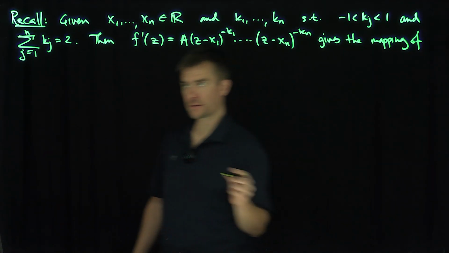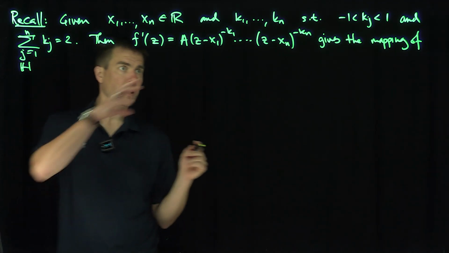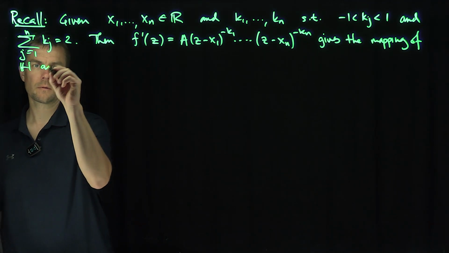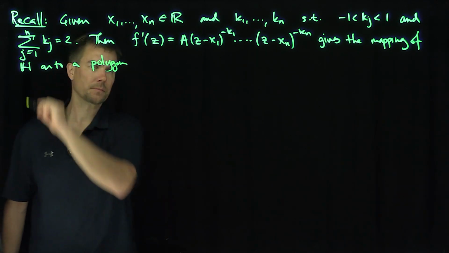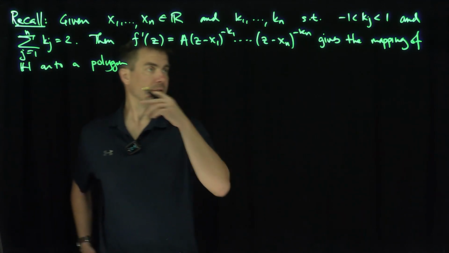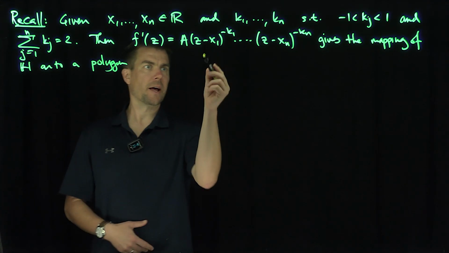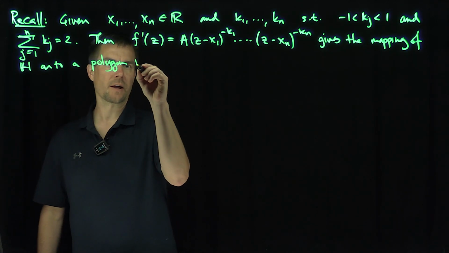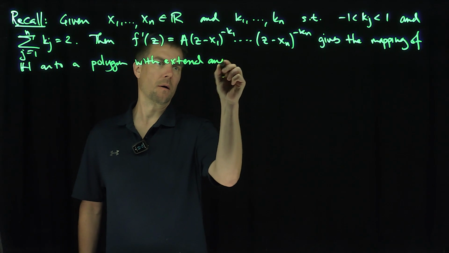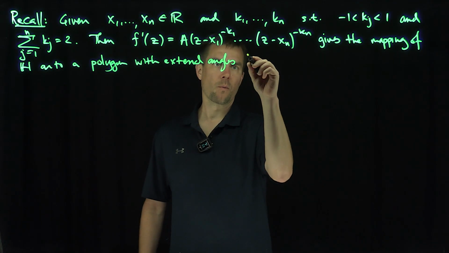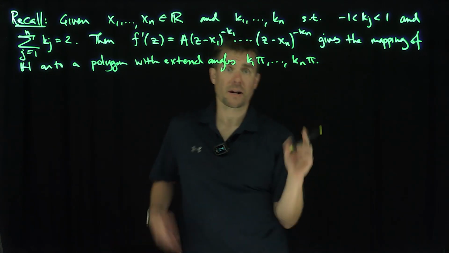of the upper half space onto a polygon with vertices w1 through wn corresponding to these points x, and moreover we know what the external angles are, where the k's give the external angles k1 pi through kn pi. Those are the external angles.